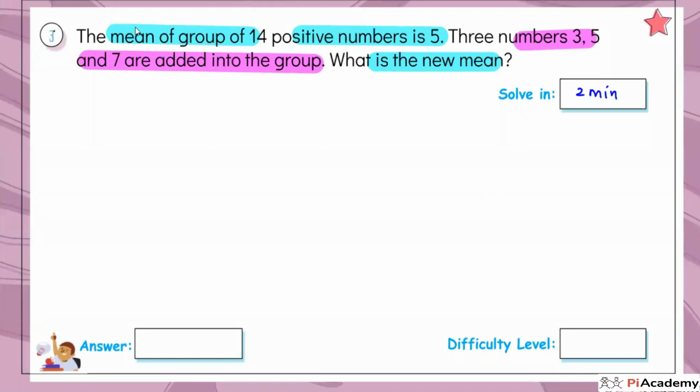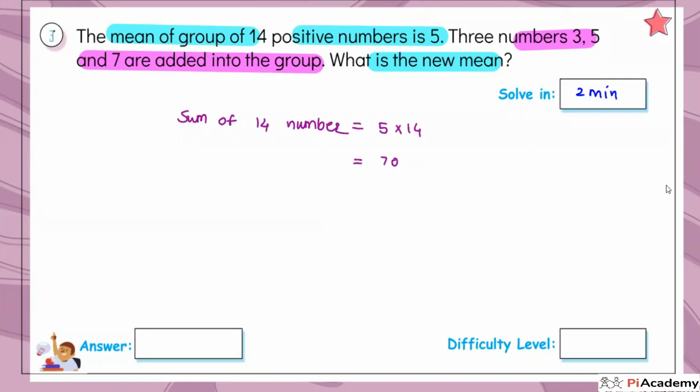So the mean of the group of 14 positive numbers is 5, okay? First of all, you know that mean, right? So the sum of 14 numbers equals how much? That is mean times 14, right? And that is 5 times 14. So from here you got it, the sum is 70, right?